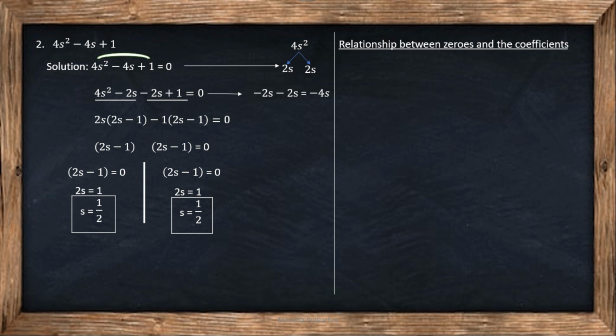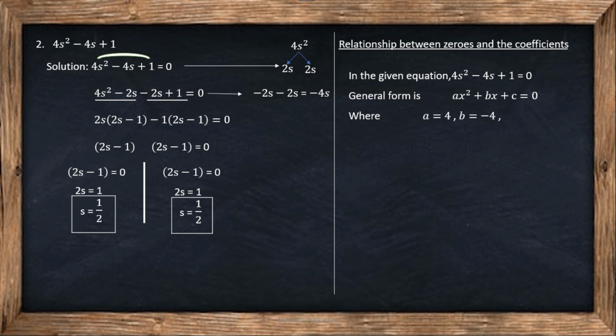So next, moving to the relationship between zeros and the coefficient. The given equation is 4s square minus 4s plus 1. Here we need to compare it with the general form of a quadratic equation, that is ax square plus bx plus c is equal to 0. So a is equal to 4, b is equal to minus 4 and c is equal to 1.